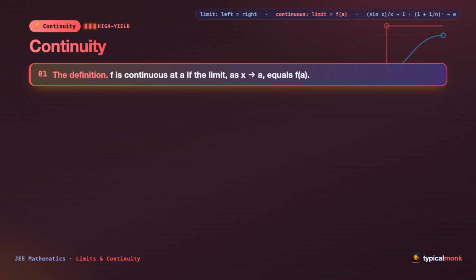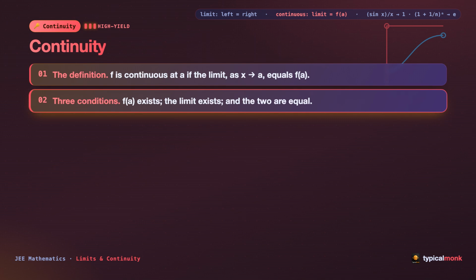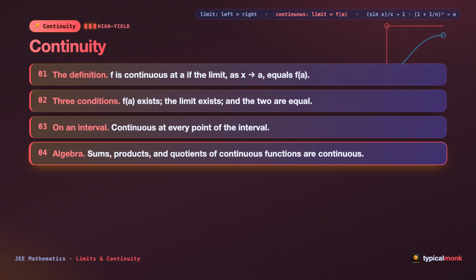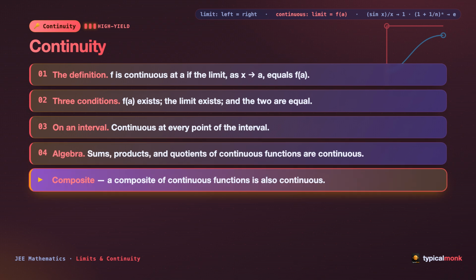Now continuity, made precise. The definition. F is continuous at a if the limit, as x tends to a, equals f of a. Three conditions. First, f of a exists. Second, the limit exists. And third, the two are equal. On an interval. A function is continuous on an interval if it is continuous at every point of it. The algebra. Sums, products, and quotients of continuous functions are continuous wherever they are defined. Composite. A composite of continuous functions is itself continuous.